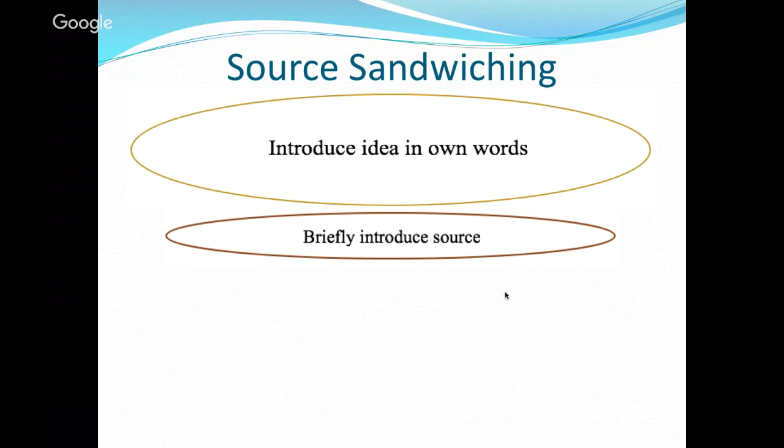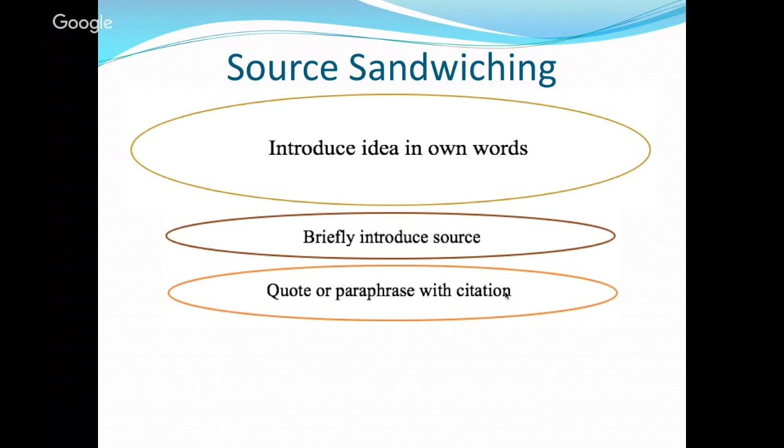Then what we're going to do is we want to briefly introduce that source. We've talked about the rhetorical appeal of ethos, and this is an opportunity for us to convince our reader that we're using a source that's credible and reliable, and it also just allows them to know where it's coming from and gives them a little bit more about the author or the article that is going to be used.